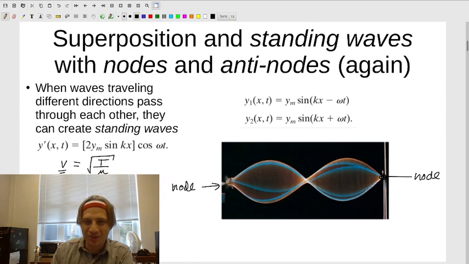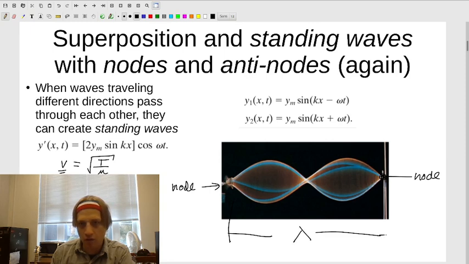Okay, so we're adding up one wave going one way, one wave going the other way. This is not the lowest harmonic. It's the second to lowest harmonic. The lowest one would just be this, but this is a nice picture because we can see very clearly that this is one wavelength that goes up and down and back.